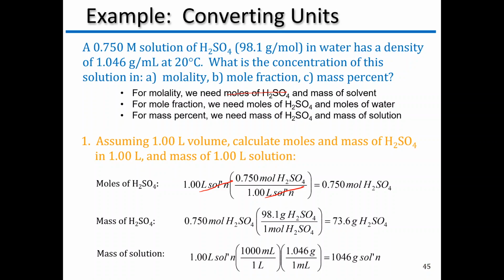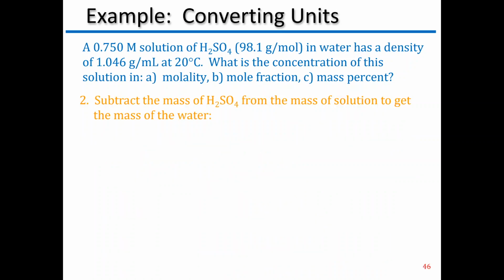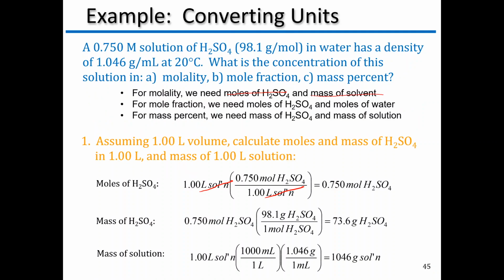Okay, so we can find the mass of the total solution since they gave us a density. So just go through from volume to density. Use the density to go to grams to get the mass of the solution. So use our assumed 1 liter of solution, use the density to get to mass. Okay, so our total solution has a mass of 1,046 grams. But 73.6 grams of that is our sulfuric acid. So if we take the difference between those two, we'll get the mass of just the solvent. Okay, so if we go back, now we have the mass of solvent.